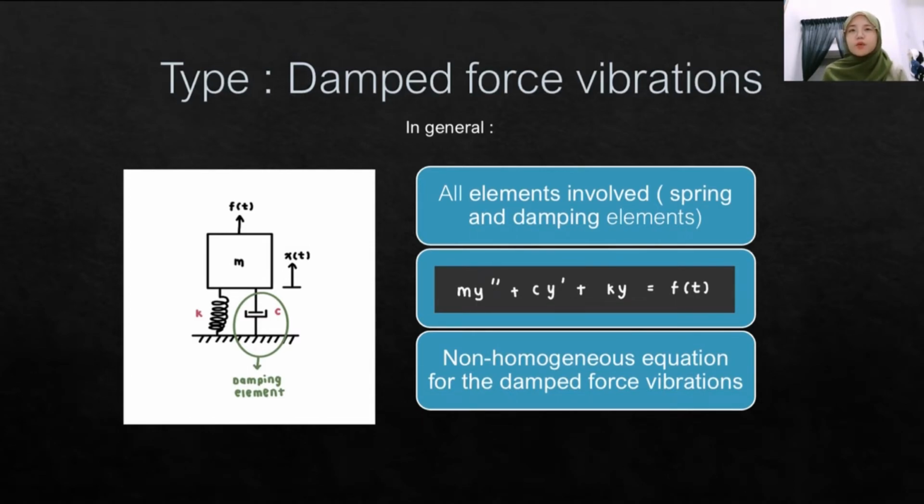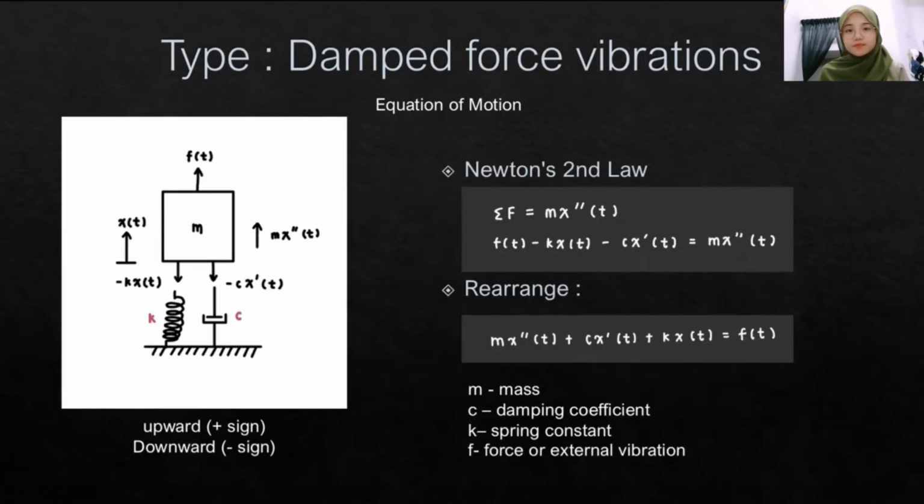From the equation, we know that damped forced vibration is a non-homogeneous equation because the equation is not equal to 0. Now, I will be explaining how we get the general equation from the equation of motion. First of all, as you can see in the diagram at the left side, K and C are in the negative sign as they go downward, while X, M, and F are a positive sign as they go upward.